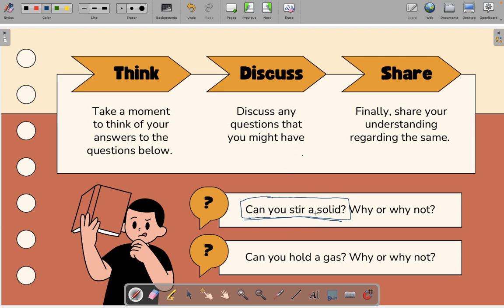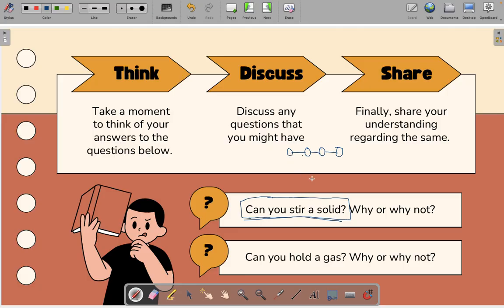The first question is: can you stir a solid? Now you will see how the particles are arranged. The particles are held very close to each other, very tightly packed, and they have a fixed pattern. They cannot flow, they cannot move, they can only vibrate.